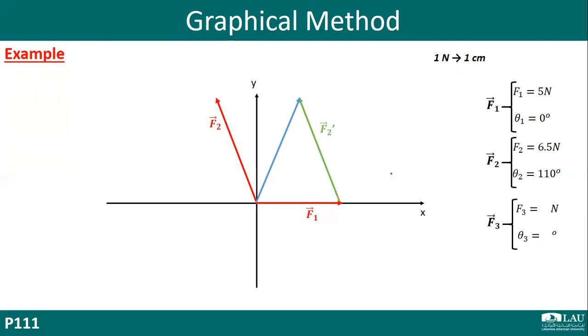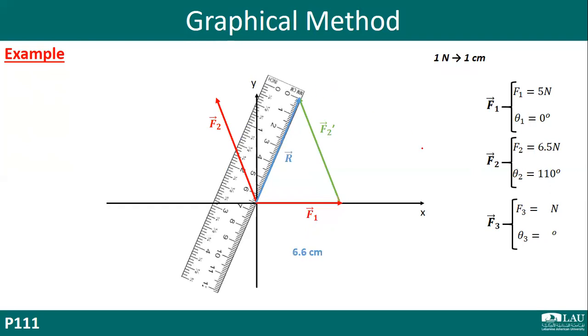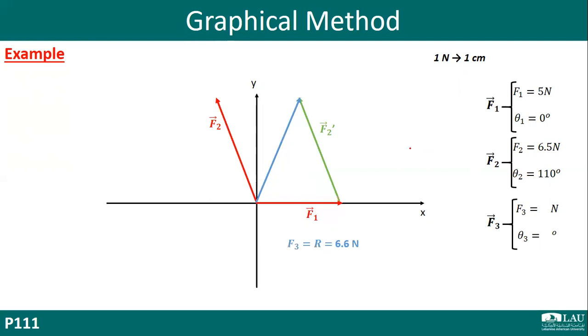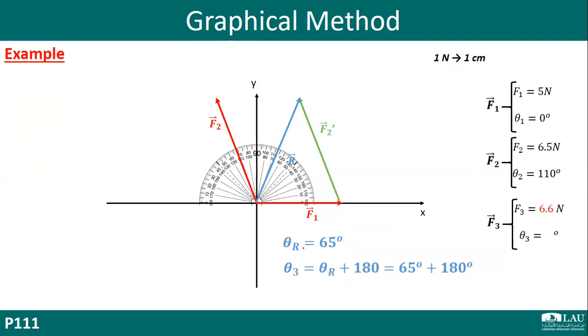Using the ruler, we measure the length of this line, the distance between the tail of F1 and the head of F2 prime. It's around 6.6 centimeters, so it's 6.6 Newtons. And using a protractor, you measure the angle. The angle of this vector is 65 degrees. Again, it's the resultant vector.